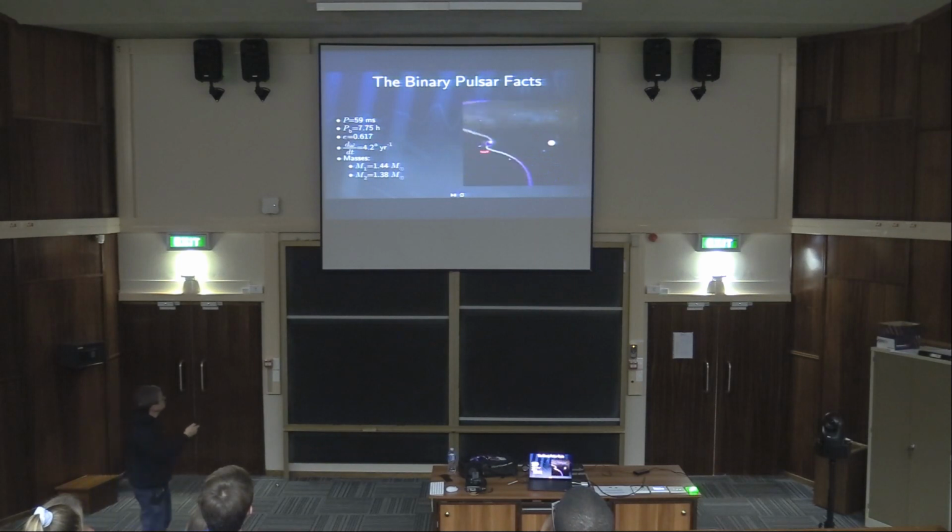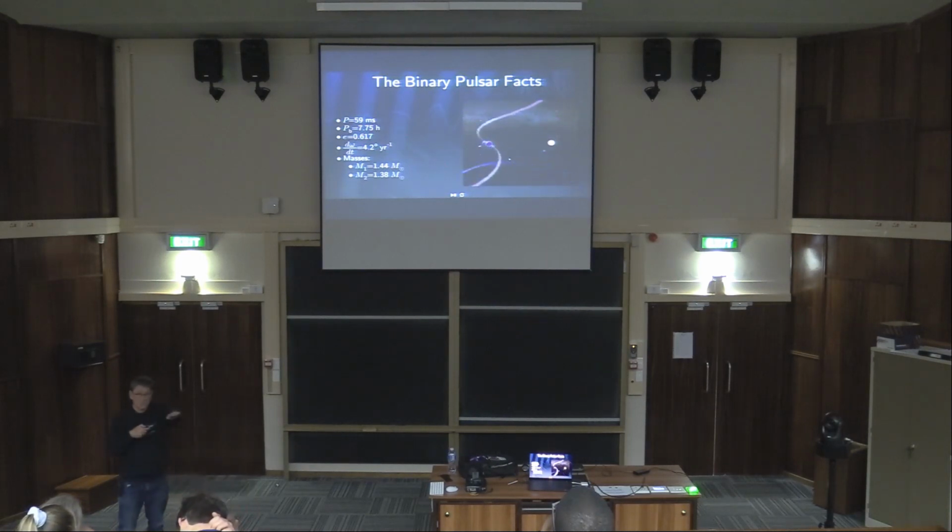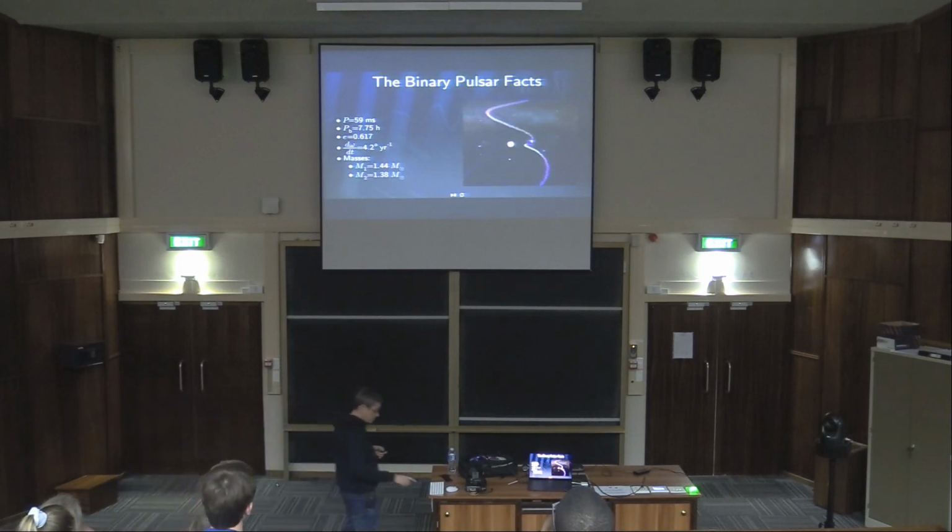But since this lecture is only an hour long, I didn't think we'd do it in real time. So you have this neutron star, it's spinning at every 59 milliseconds. Every 8 hours it goes around its friend. And the degree at which the ellipse is changing its orientation is 4.2 degrees a year.